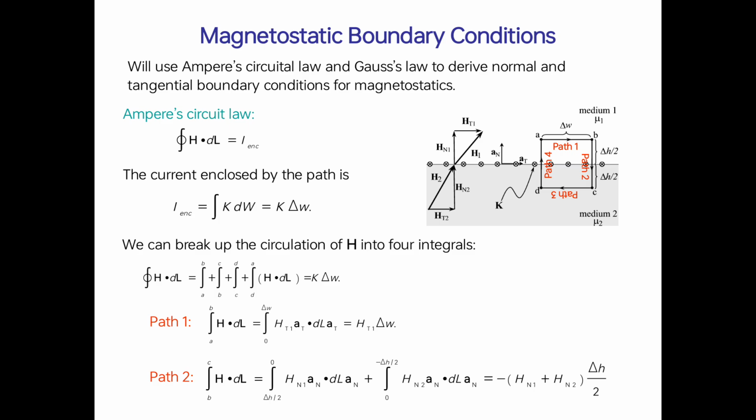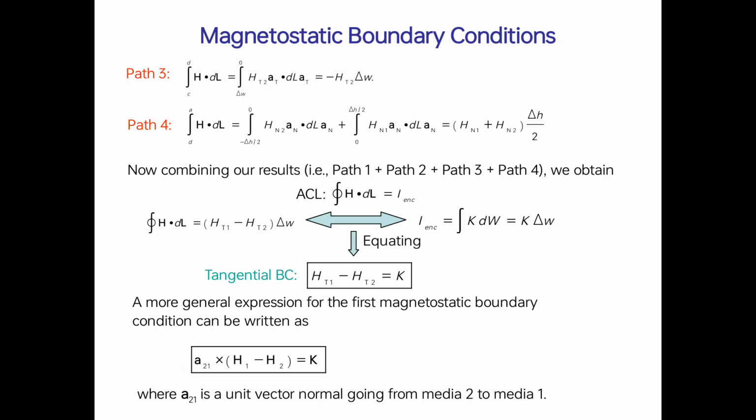For path 2 we will get minus Hn1 plus Hn2 into del h by 2. For path 3 we will get minus Ht2 into del w. For path 4 we will get Hn1 plus Hn2 into del h by 2. Here del w is the width and del h is the height. Now combining our results, we obtain the closed path integral of H dot dl equal to K into del w. From this, the tangential boundary condition is Ht1 minus Ht2 equal to K.